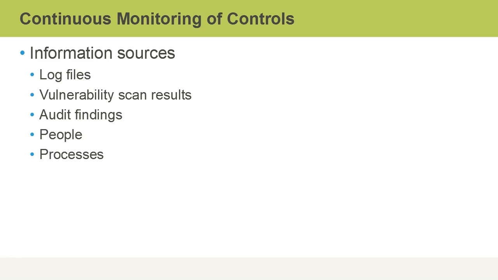to security controls. People are also another information source, people that notice suspicious activity, whether it's physical or on the network. And of course, we can take a look at existing business processes to determine if we need to make changes to further harden our environment.